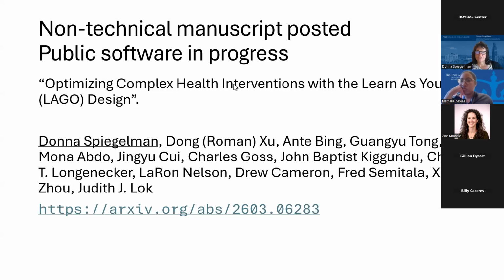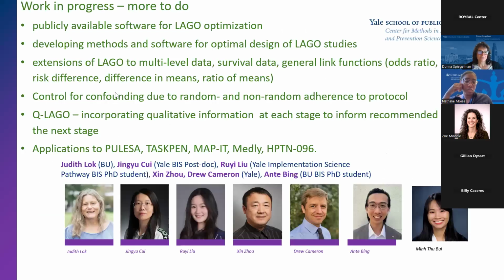So I mentioned the non-technical manuscript. Here it is, and here's the link to it in the archive. Here is some of the work in progress, publicly available software. Developing methods for the optimal design, extending to multi-level data, survival data, general link functions, controlling for confounding due to random and non-random adherence to protocol, something we're calling Q-LAGO, incorporating qualitative information at each stage to inform recommended packages for the next stage.